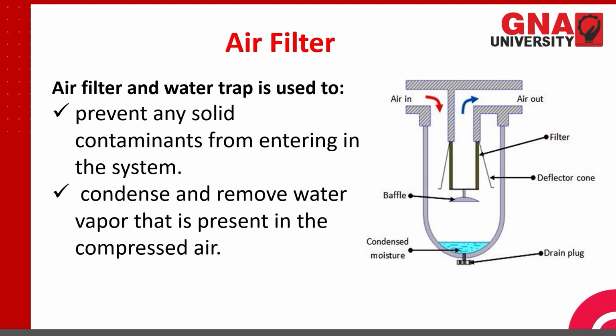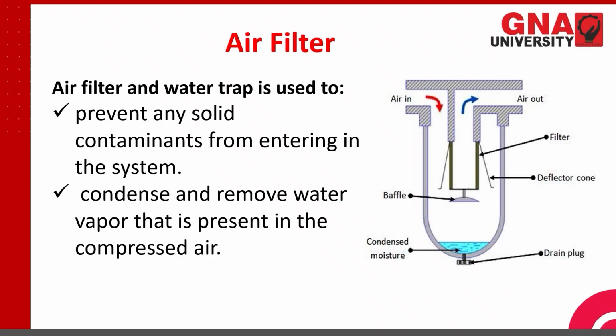Now the clean air then moves out from here where we have written air out, it is shown with the help of the blue arrow. If some moisture content is also there, then it gets separated out and settles at the bottom, and we have a plug over here which can be opened and used to drain out the condensed moisture from the system. So this is the functioning of the air filter.